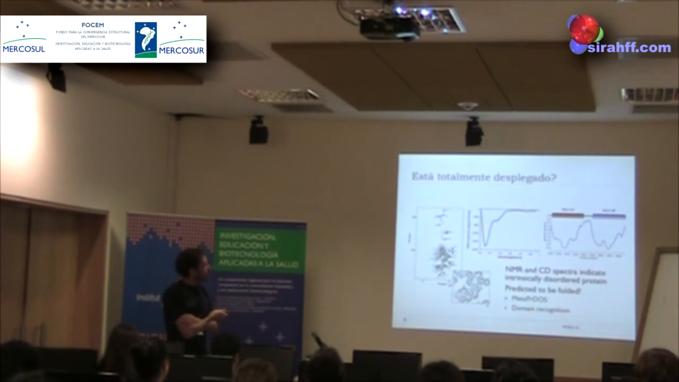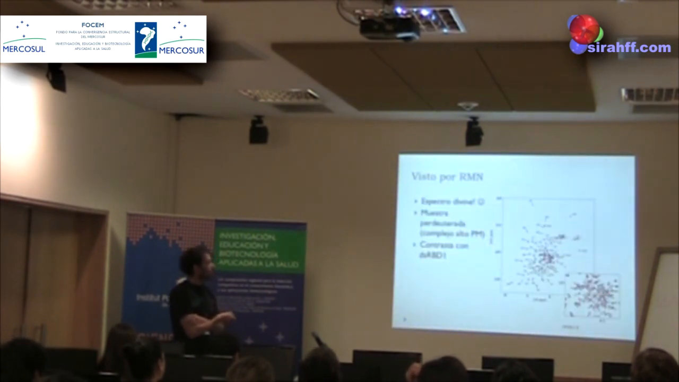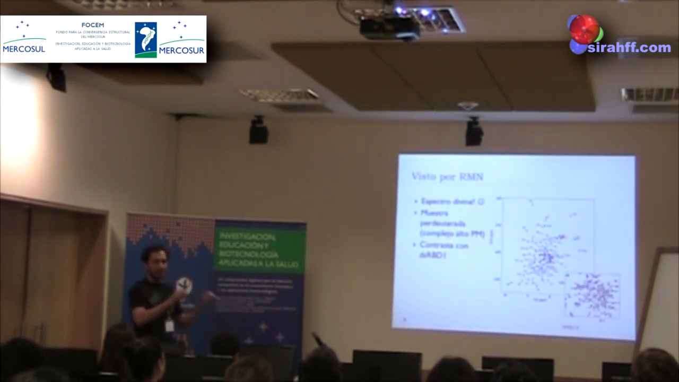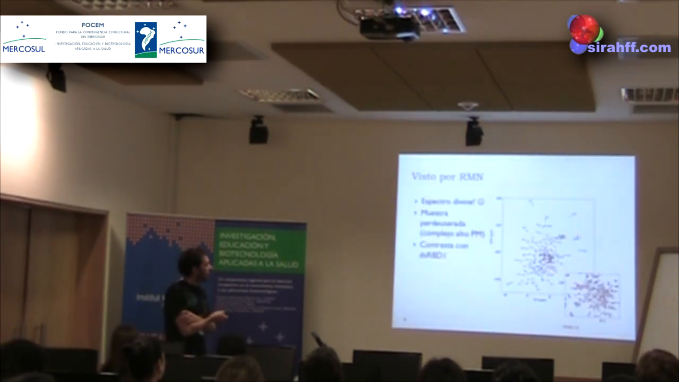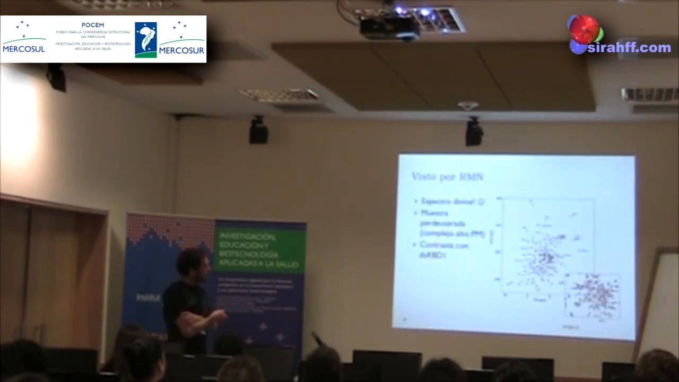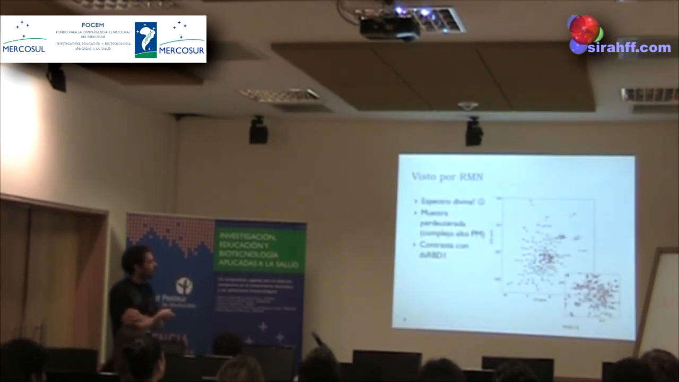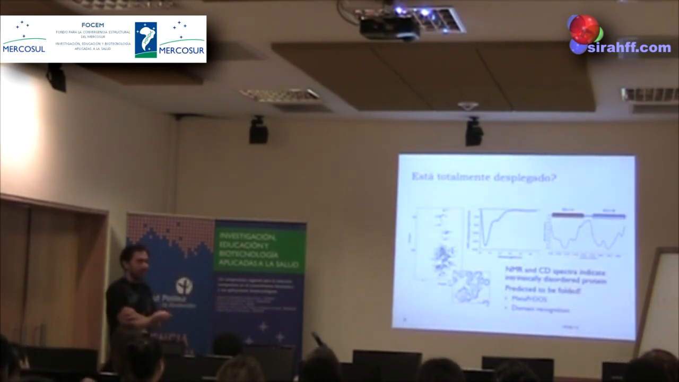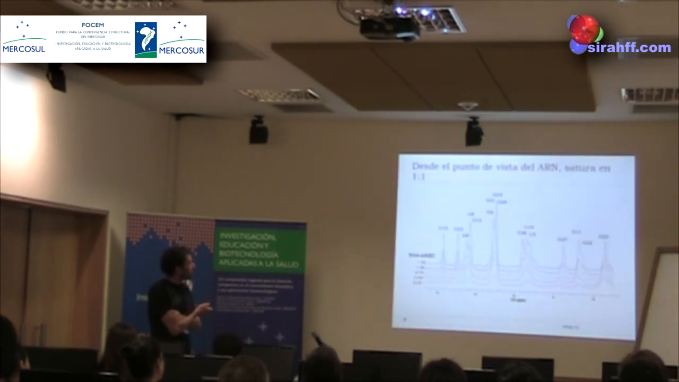This is a very interesting system we work with. We have an unfolded protein that folds upon binding. So you go from this spectrum to this completely different spectrum. The signals shift, but you can get information on the free and folded forms, and you can calculate the structure of the bound form. You would never get this protein alone in a folded state, as it is an unfolded protein, but we can calculate the structure because we can get information on the bound form of the protein.